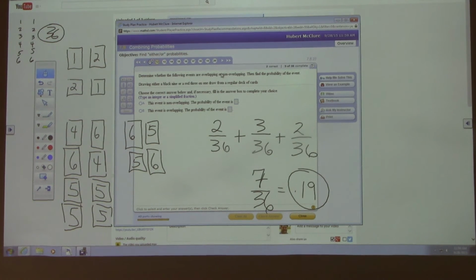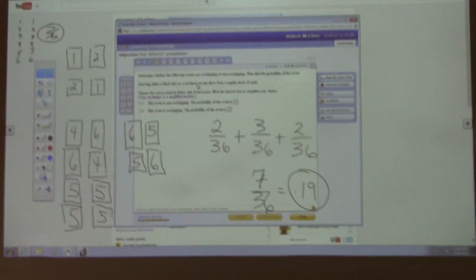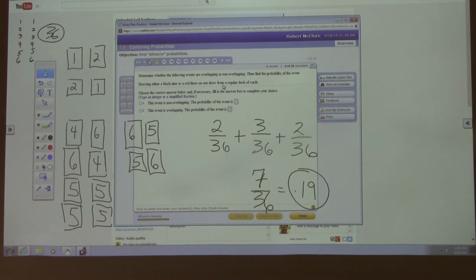So, determine whether the following events are overlapping or not overlapping. Well, it's not. Then find the probability. Draw either a black 9 or a red 3 on one draw from a regular deck of cards. Okay? Work on it. How many black 9s are there? 2. How many red 3s are there? 2. Okay.